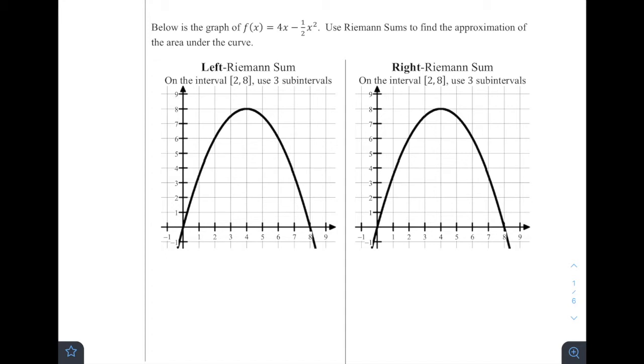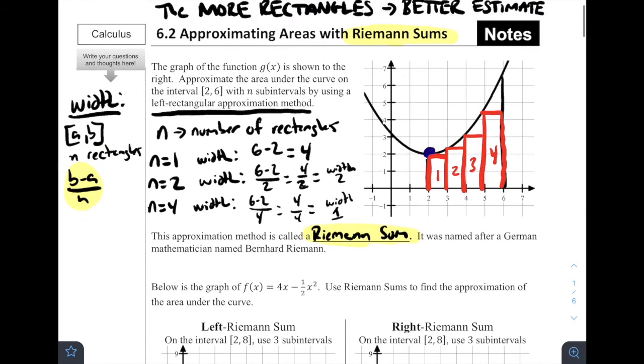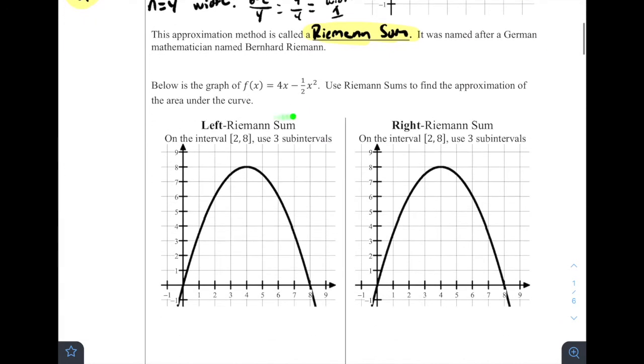So with Riemann sums, you'll notice that in this particular problem, we emphasized that we were talking about left rectangles. This is not the only way to do it. In fact, you'll notice here that we've got two different ways, a left Riemann sum and a right Riemann sum. The difference between the two is all about which side of the rectangle touches the curve. If they say left, then it's the left side of the rectangle. If they say right, then it's the right side of the rectangle.